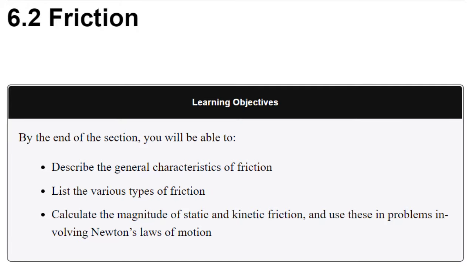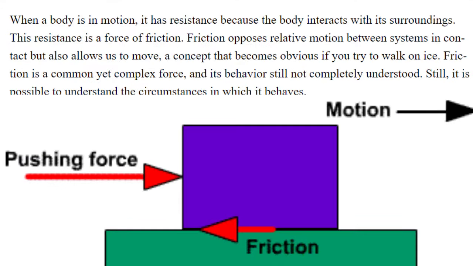Friction. Learning objectives. By the end of the section, you will be able to describe the general characteristics of friction, list the various types of friction, calculate the magnitude of static and kinetic friction, and use these in problems involving Newton's laws of motion. When a body is in motion, it has resistance because the body interacts with its surroundings. This resistance is a force of friction.